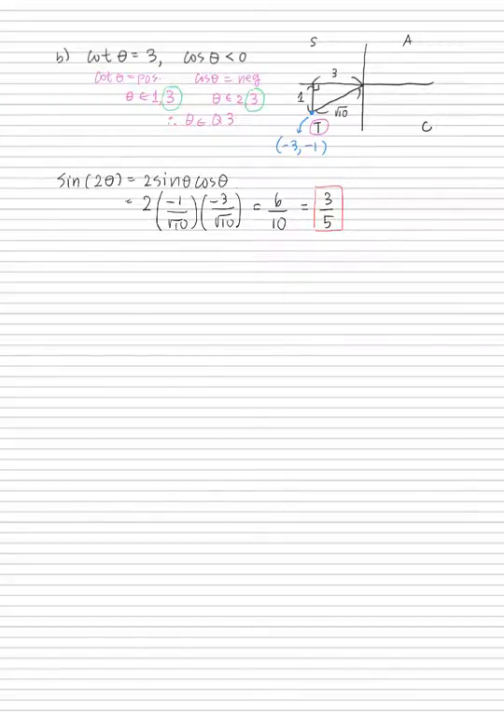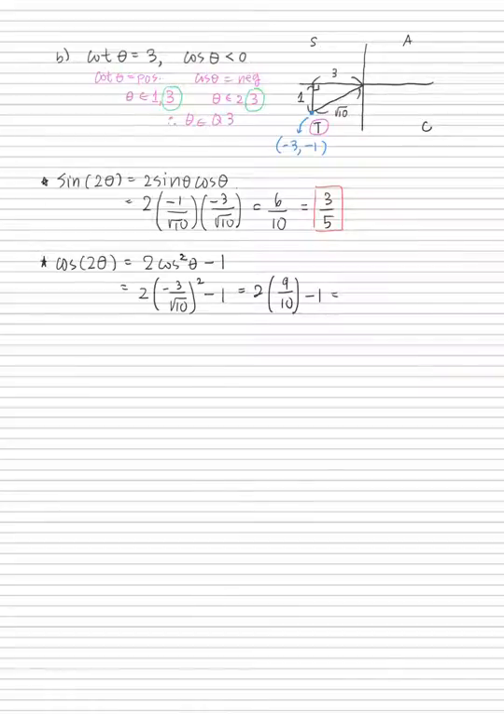Okay, so then let's look at the next one. Next one was cosine of 2 theta. Let's try to use a different formula than the previous example. Let's pick 2 cosine squared of theta minus 1. So this is the same thing as 2 times, now the cosine is negative 3 over root 10, cosine squared, so I'm going to square that, and then minus 1. Let's simplify, so here you're going to have 2 times 9 over 10, and then minus 1. So this is going to be 9 over 5 minus 1, which is 5 over 5. So our answer is 4 over 5.